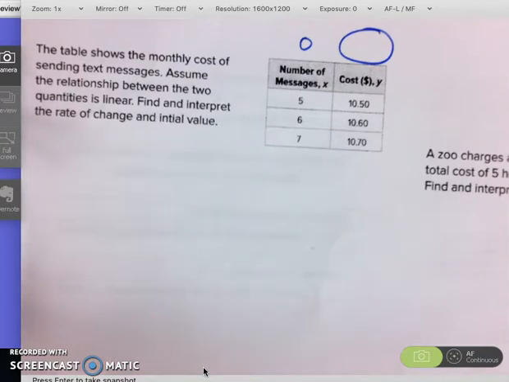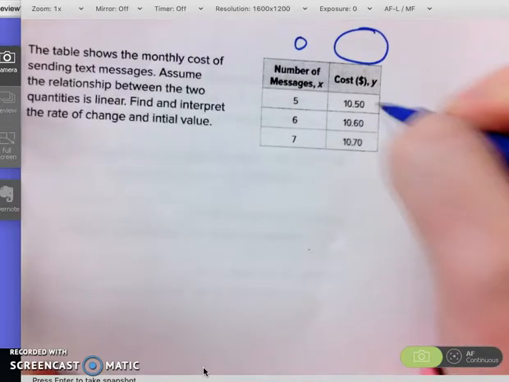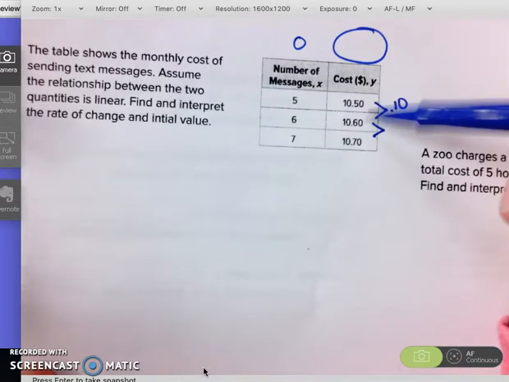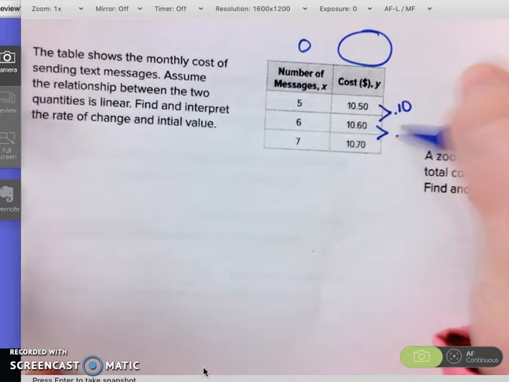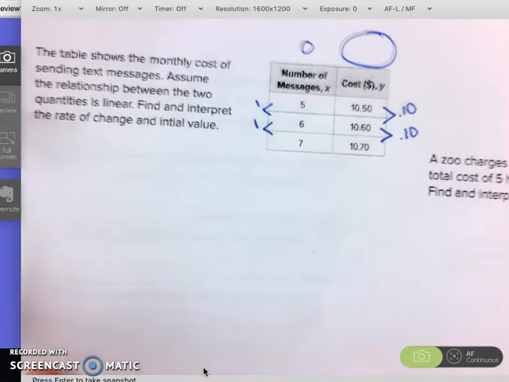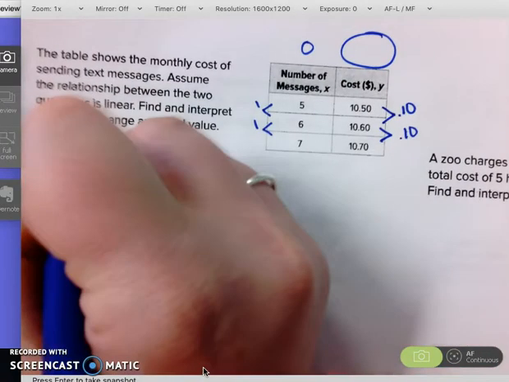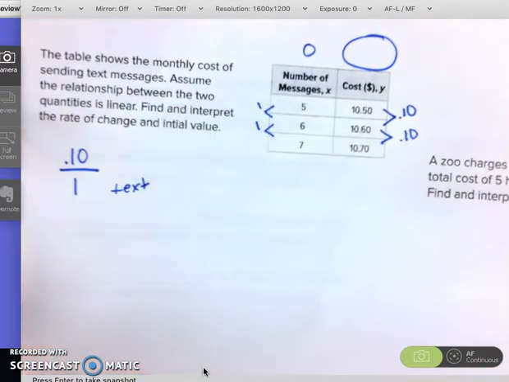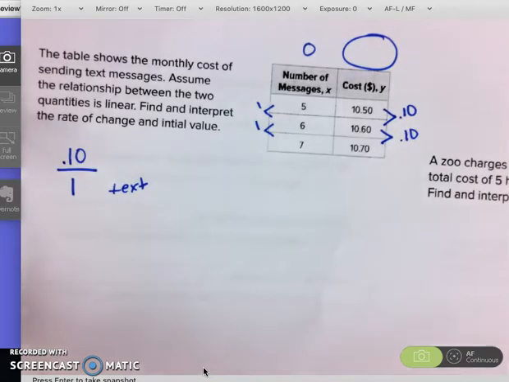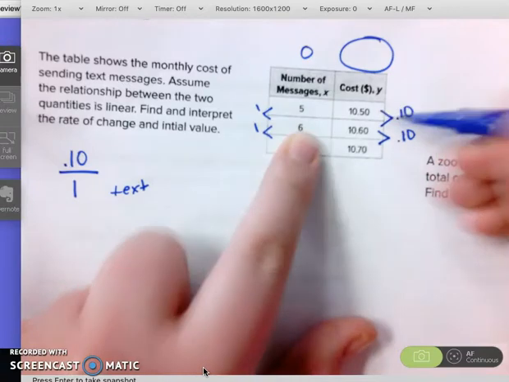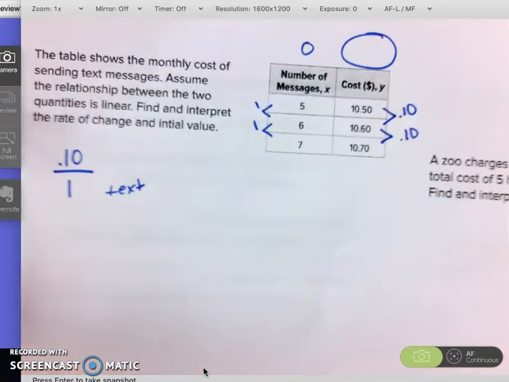So our first step was to calculate the rate of change if it doesn't give it to you. So here we want to find the change of the y, which is 10 cents. I'm going up 10 cents each time, over the change of the x, which is going up 1 text message each time. So that's my rate of change: 10 cents per 1 text. Okay, and then I have 3 ordered pairs here. 5, $10.50, 6, $10.60, 7, $10.70.